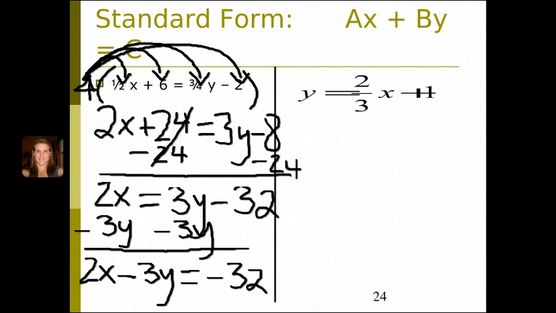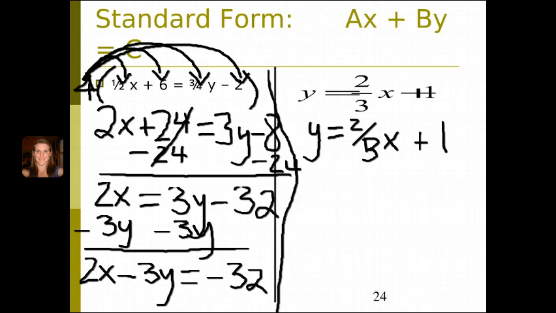So now we're going to go to the next equation, which is kind of hard to read here, so I'm just going to rewrite it to start off. It is y equals 2/3 x plus 1. So again, standard form is not allowed to have fractions. So to get rid of the fractions, we're going to multiply both sides by a common denominator. Since there's only one fraction in this problem, we will multiply everything in the problem by 3. Again, everything, not just the fractions.